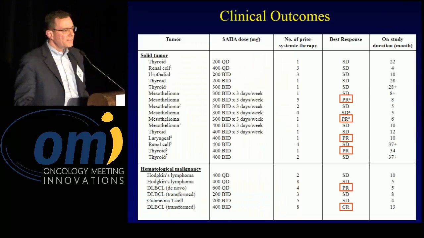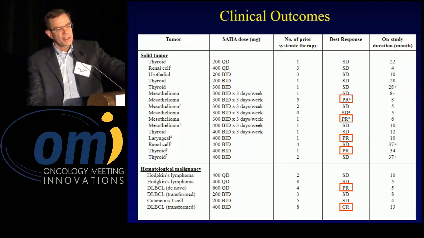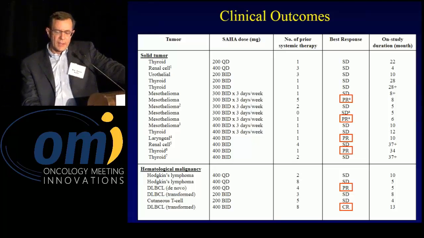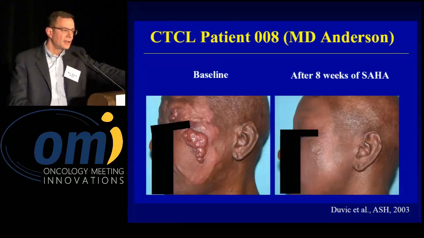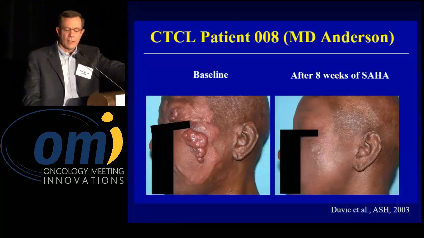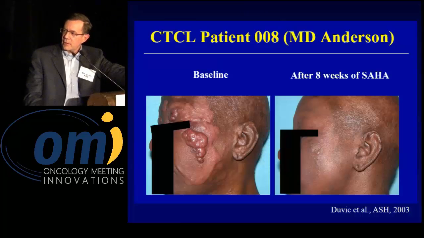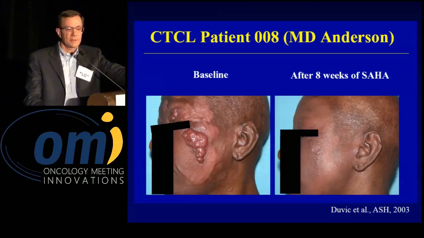And this is the data from the oral study. We saw a wide range of activity, mostly in the hematologic malignancies, but we did see some activity in mesothelioma and some thyroid cancer. But basically it was mostly in the hematologic malignancies. Again, dramatic, in cutaneous T-cell lymphoma. This is a gentleman with very advanced disease after progressing on prior therapy, and in a matter of 8 weeks, a dramatic response in patients treated with SAHA.